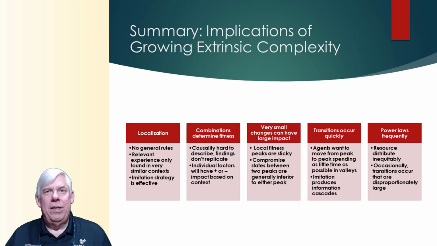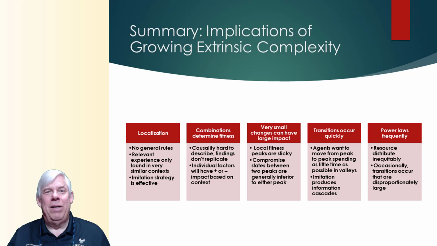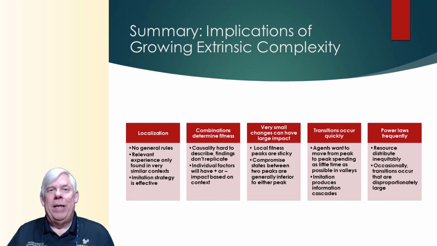So let's summarize some of the impacts of environments of high extrinsic complexity or growing extrinsic complexity. One of the phenomena that you're going to encounter is localization. There really aren't any general rules. There are lots of rules that may apply to a local peak, but just like the question of should we add garlic to this recipe, if you're seeking another peak, you may have an entirely different situation. Because of this localization, we often tend to imitate others.